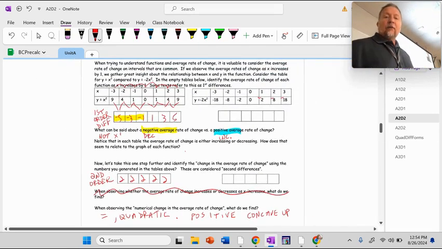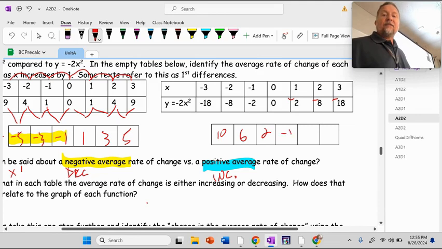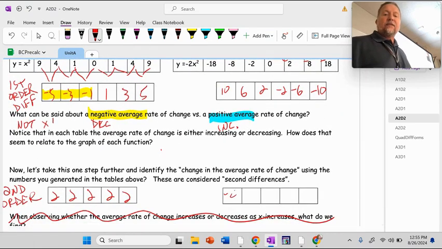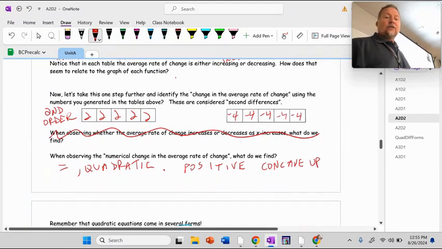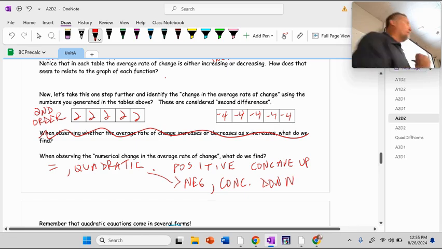Now, when you actually do this, you can go ahead and put your stuff away. I'll go ahead and finish this. -18 to -8, that's up 10, up 6, up 2. -8 to, oh, then these are negative. So this is down 2, down 6, down 10. But then when you find these order differences, these are -4 for the second order differences. So again, equal, so it's quadratic, but negative second order differences mean concave down. And that's exactly what happens with our second quadratic.